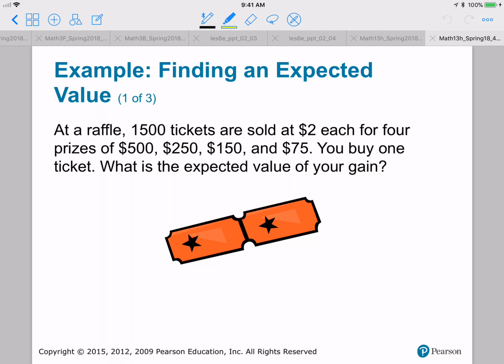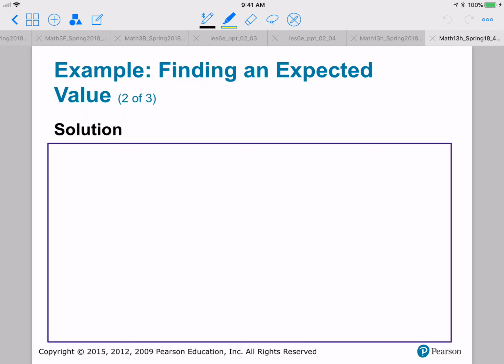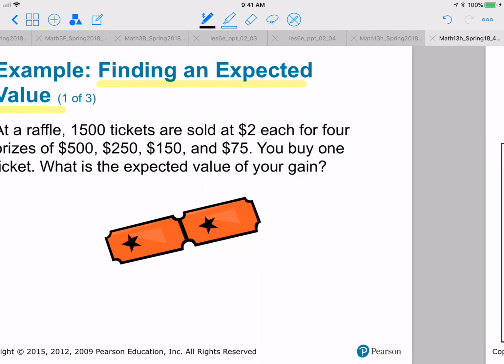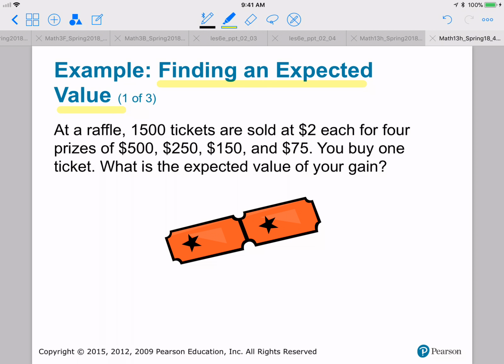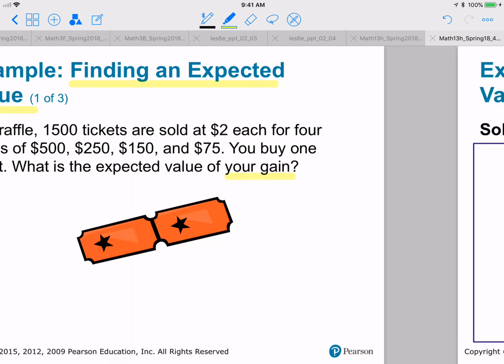This is an example of finding an expected value. At a raffle, 1,500 tickets are sold. Tickets cost $2 each. There are four prizes you can win: $500, $250, $150, and $75. You buy one ticket. What is the expected value of your gain? So we need to set up a random variable. They already tell us what the random variable should be in the way the question is phrased. What is the expected value of your gain? That means my random variable X should be the gain.